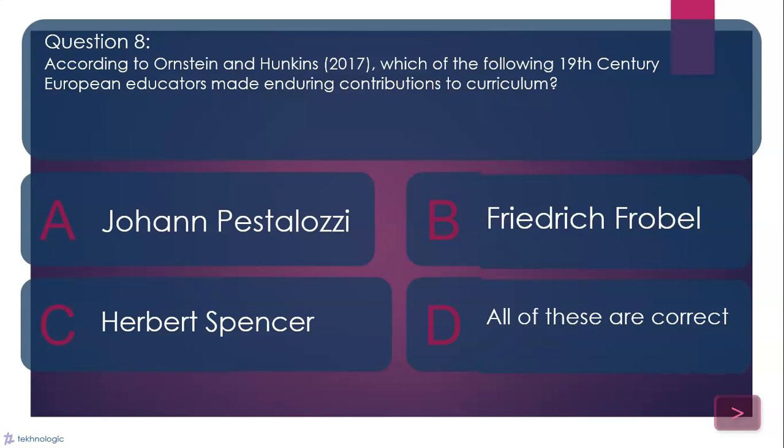Question 8. According to Ornstein and Hunkins, which of the following 19th-century European educators made enduring contributions to curriculum? A. Johann Pestalozzi, B. Friedrich Froebel, C. Herbert Spencer, D. All of these are correct. The correct answer is D.